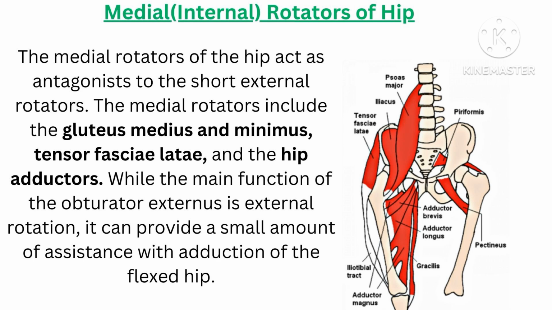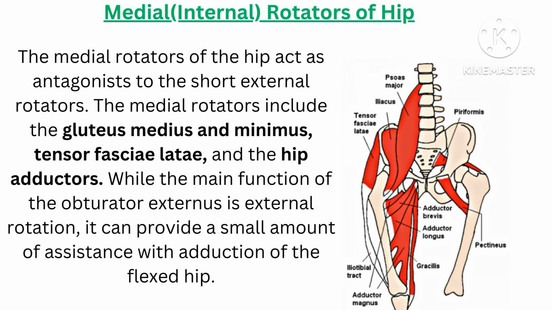While the main function of the obturator externus is external rotation, it can provide a small amount of assistance with adduction of the flexed hip. With the exception of the obturator externus, the hip adductors originate from the pubes or ischium and insert into the medial posterior part of the femur bone. The hip adductors include obturator externus, pectineus, gracilis, and adductor brevis, longus, magnus, and minimus.